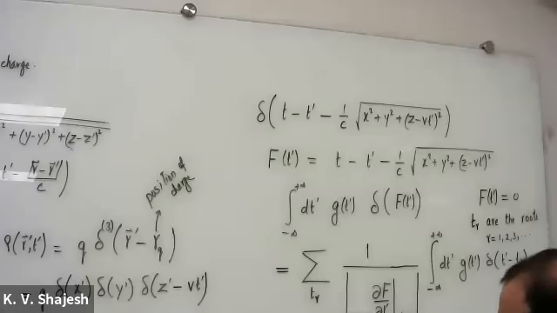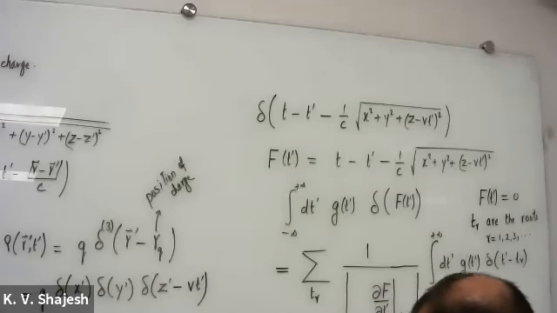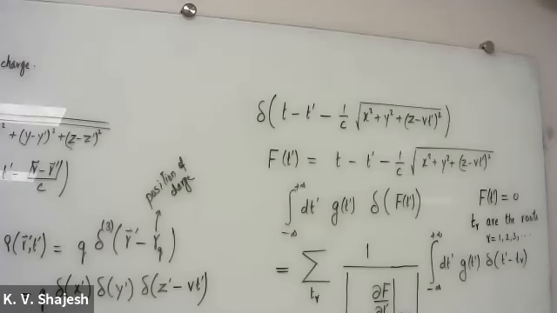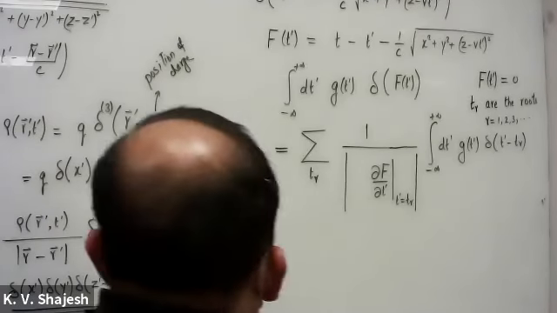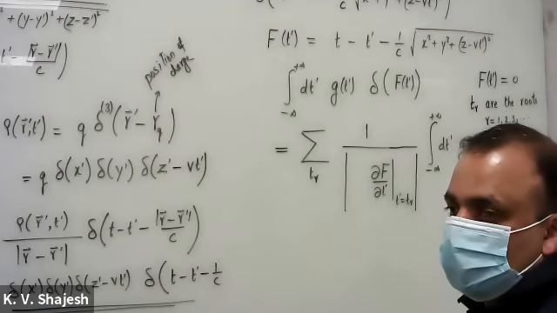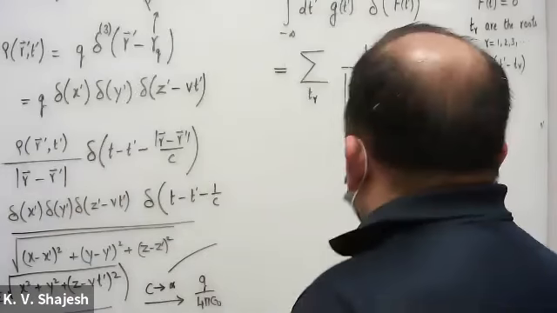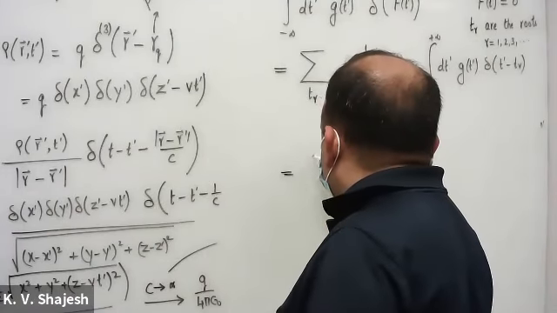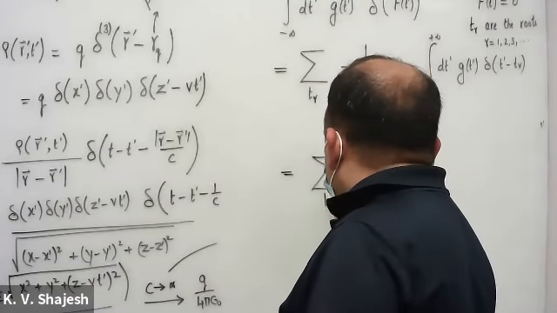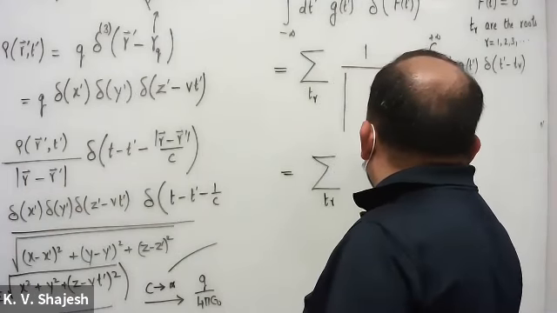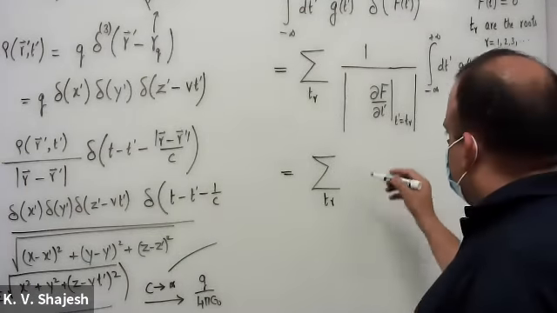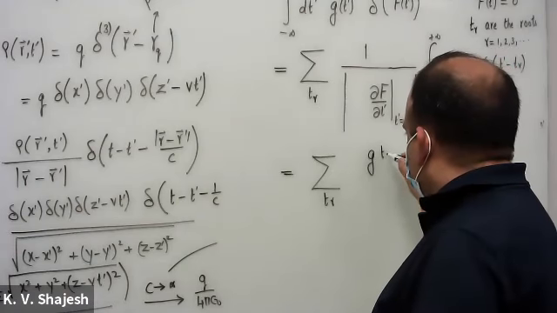This is a standard normal delta function. Yes, this is evaluated at t prime equal to t of r. Once you evaluate this, you simply get t of r, right? So this is g of t of r.